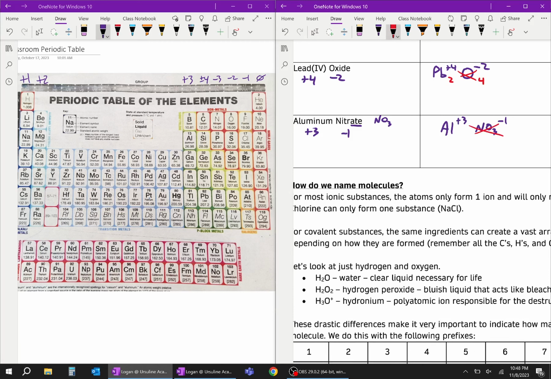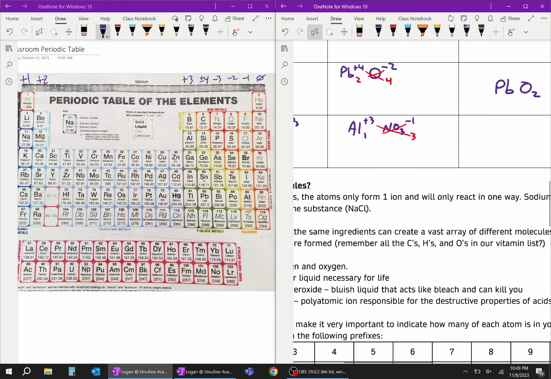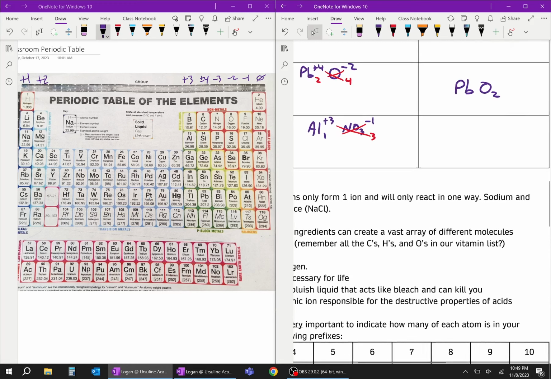When I crisscross, I need 1 aluminum and 3 nitrates. Remember, the 3 that's already there is part of the nitrate. It's baked in. Nitrate means 1 nitrogen and 3 oxygens. And for this ionic substance, we need 3 complete nitrates. Now, 1 and 3 are not divisible by anything, so it's already simplified. So my final formula will be 1 aluminum and 3 nitrates.